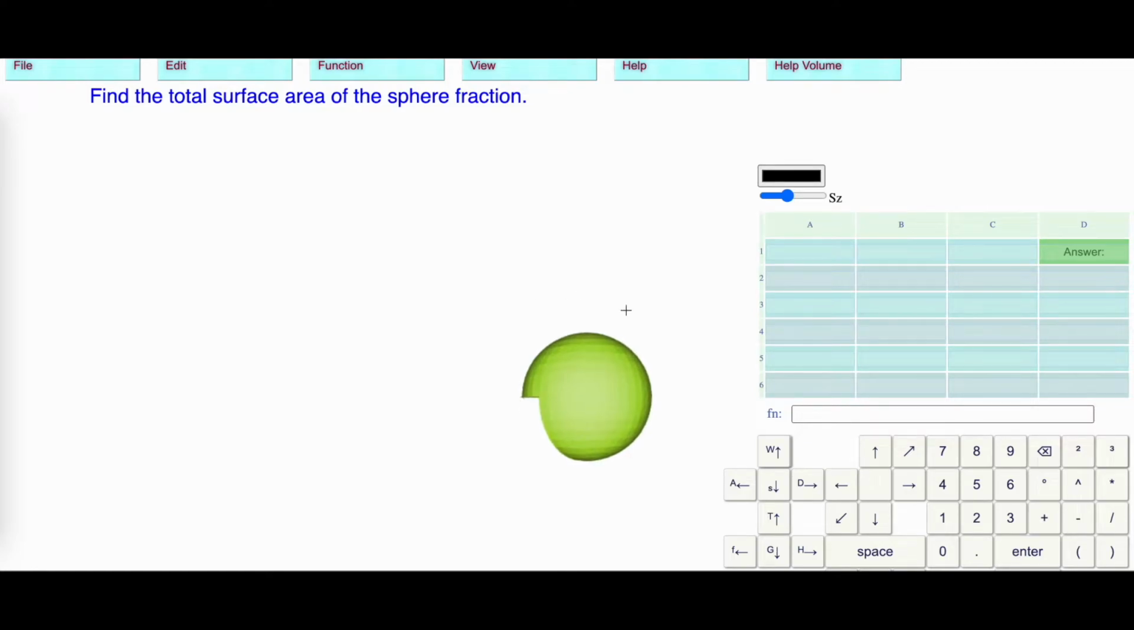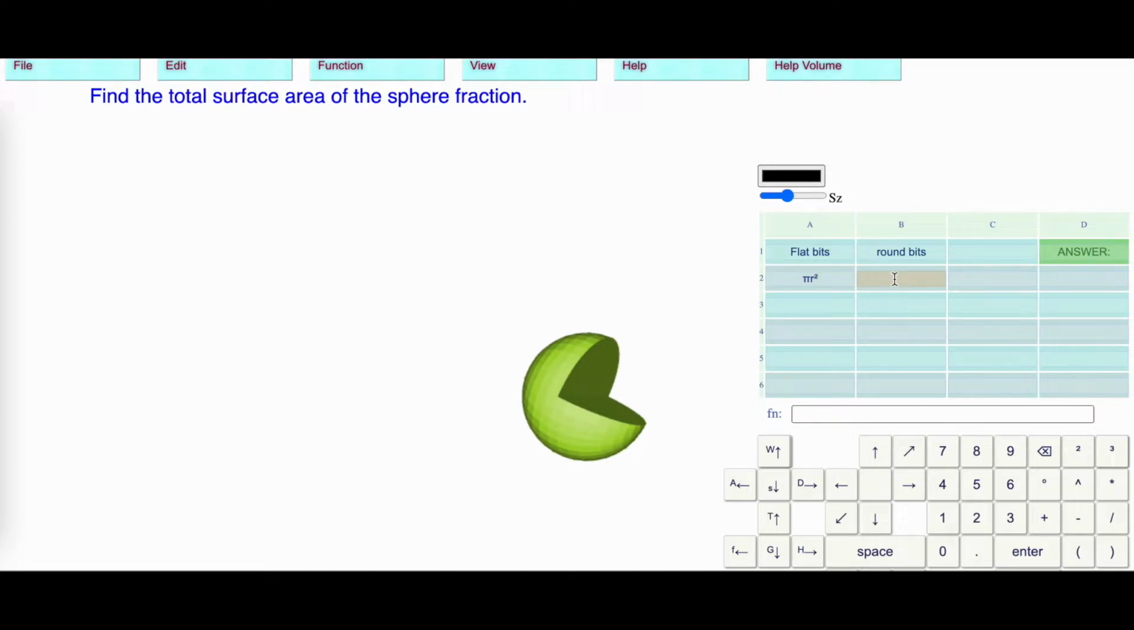Welcome to level 24. This is finding the total surface area of a sphere fraction. Each time you're given a sphere fraction, like here I'm given 3/4 of a sphere, I think the easiest way is to figure out the flat bits and the round bits. For the flat bits, this is half a circle, that's half a circle, so it's a full circle, so it's pi r squared. Pi times the radius squared.